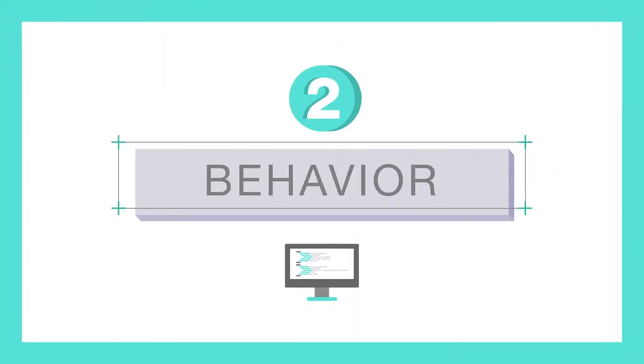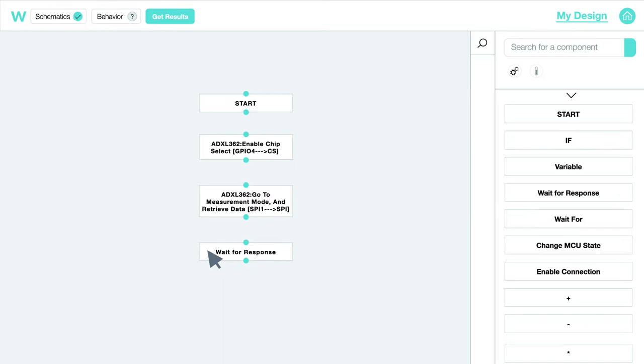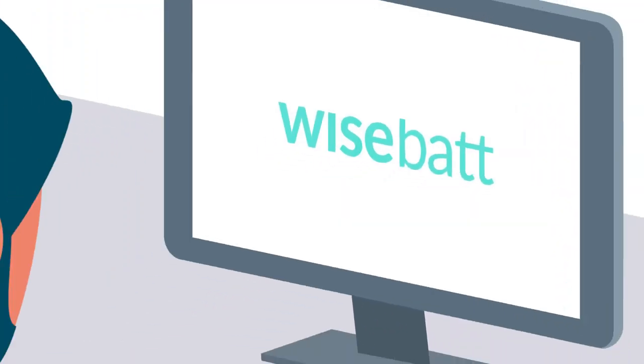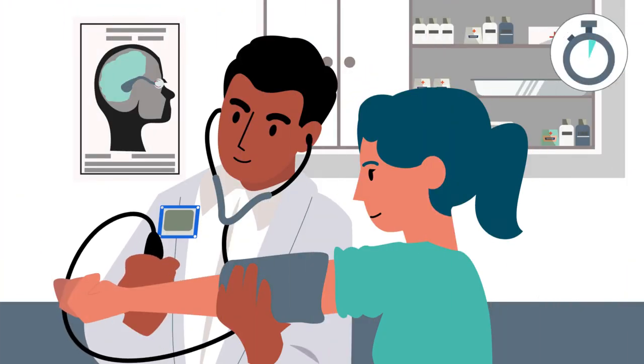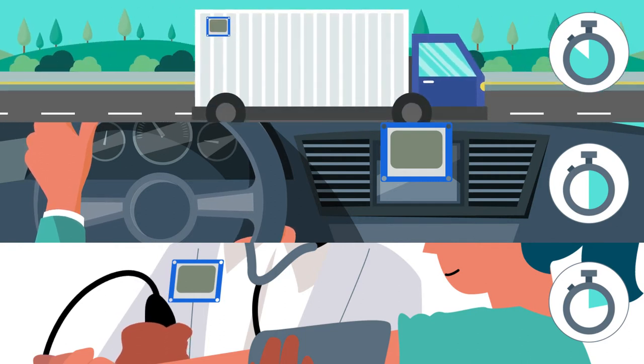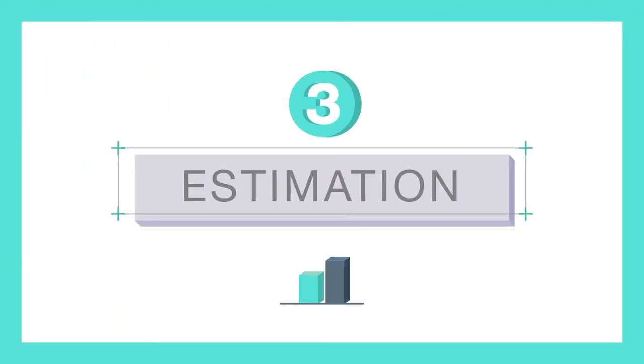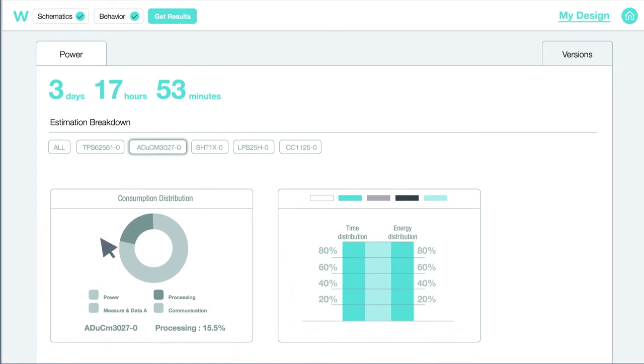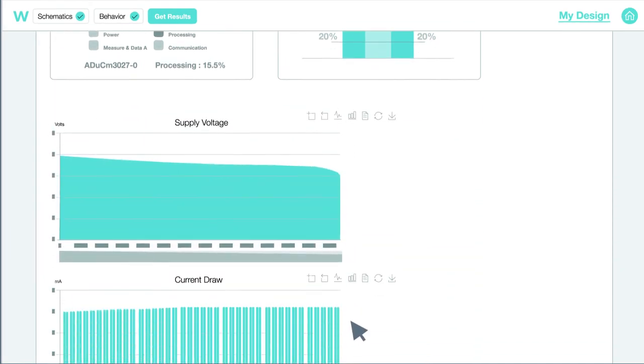2. Behavior. Its goal is to describe the embedded software that your device can handle through a visual programming interface. Within clicks, Wisebatt allows you to test different use cases that show how your device would work, depending on the component's actions. 3. Estimation. Wisebatt allows you to estimate the battery life of your device and its power consumption.